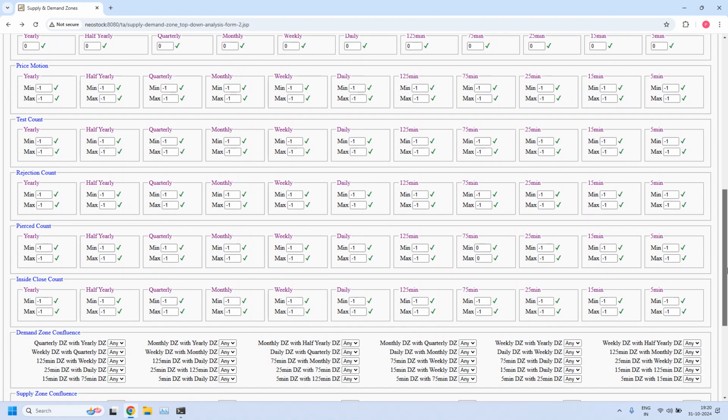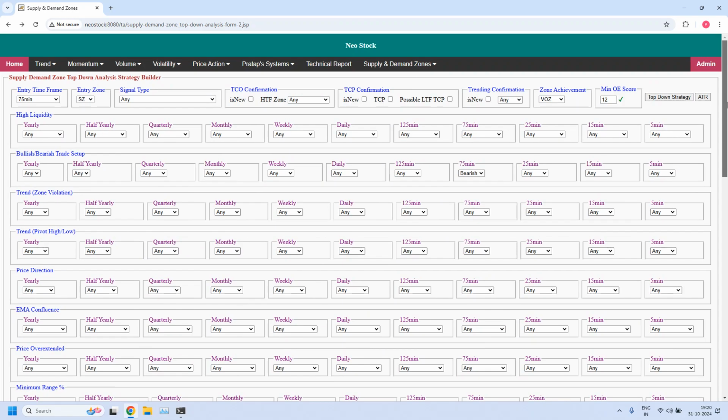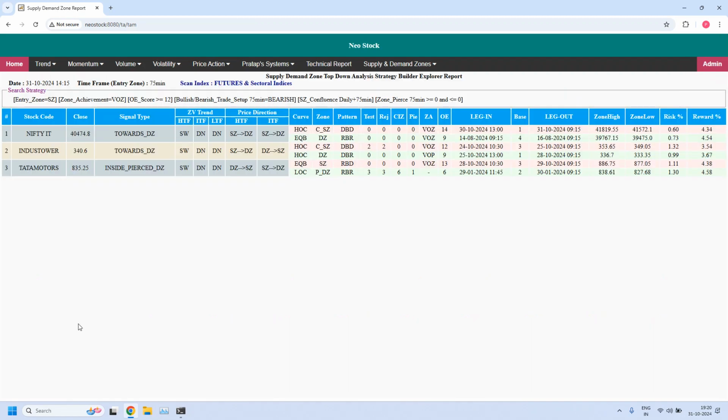That is 75 minute supply zone with daily supply zone confluence. I enable the filter. Let's verify. We got 3 stocks. So in these 3 stocks, the 75 minutes entry zone, so the supply zone entry zone, is part of the daily supply zone. And the daily trend is a downtrend. ITF, the daily trend, is downtrend.